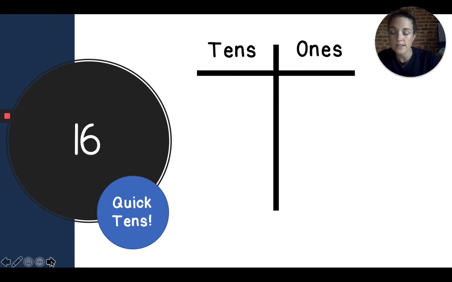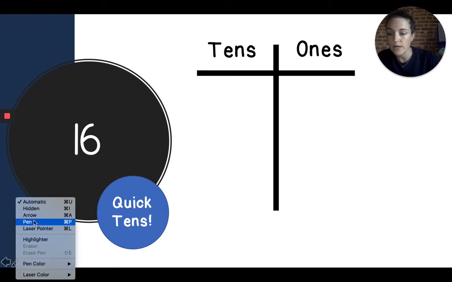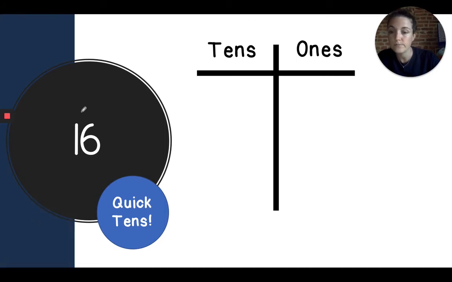All right, quick tens again. This number is what? The number is 16. All right, tens and ones. I'm going to do this on my own. You guys do it on your board. Let's check and see if we get the same answer.